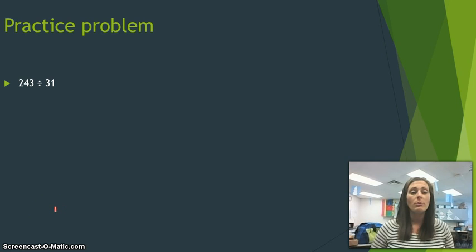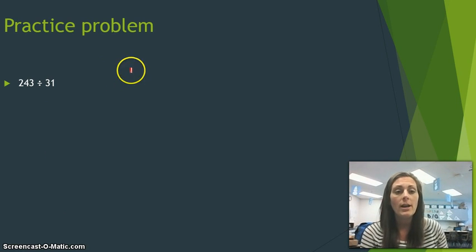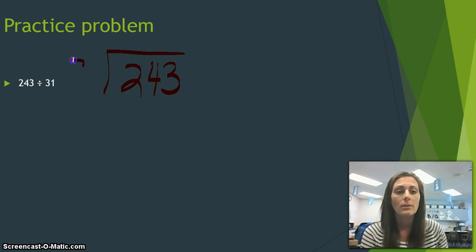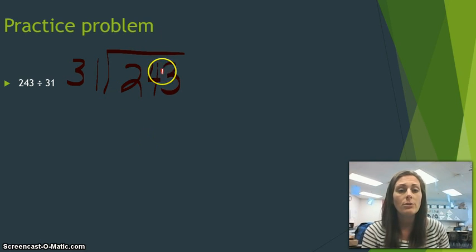And another practice problem. We have 243 divided by 31. So go ahead and write that down, and push pause and solve it, and push play when you're ready. So 31 does not go into 2. 31 does not go into 24.